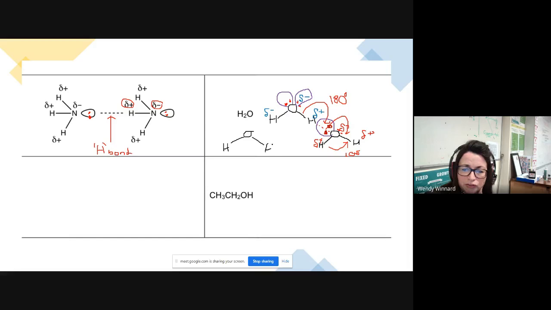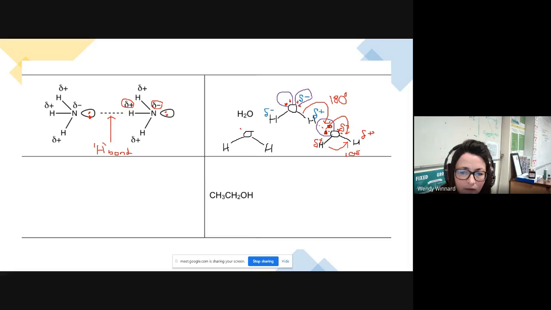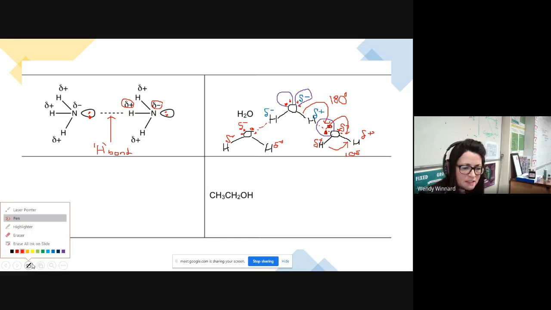If you've not got the sheet that I gave you last week, you should be doing this on paper right now as I'm doing it live. Put your dipoles on. That's delta minus, that's delta plus. Put your lone pair on, or lone pairs, because oxygen's got 2 lone pairs. Put your dot, dot, dot, showing the hydrogen bond. Let's label it.